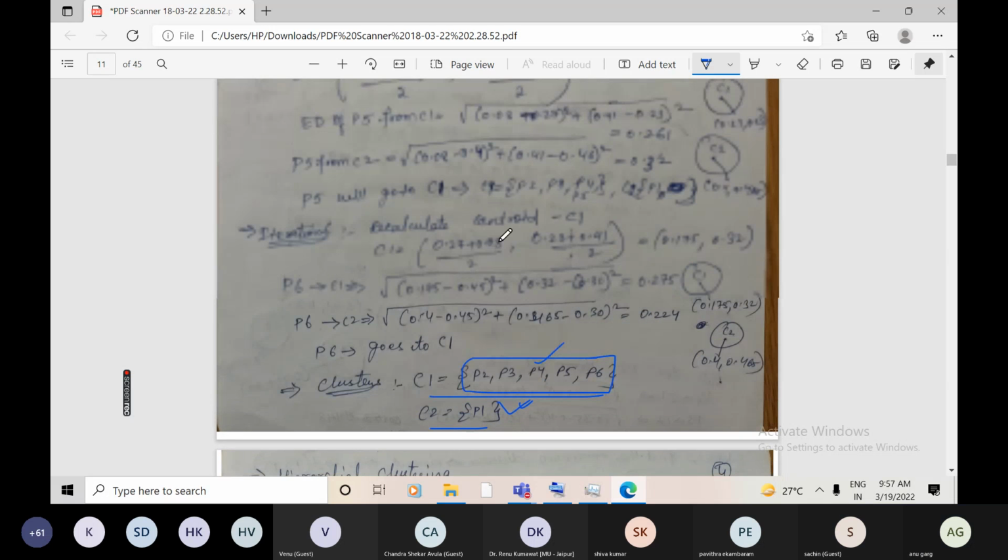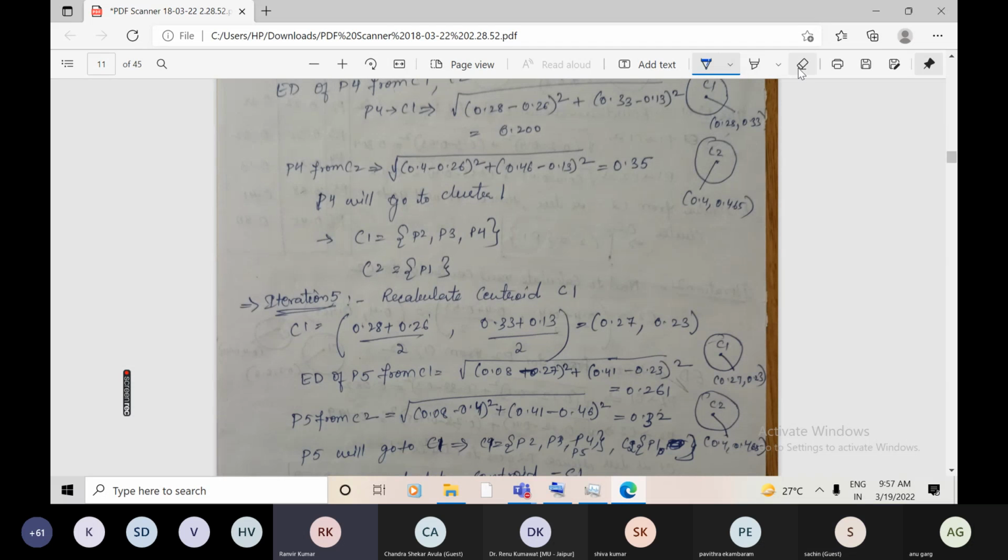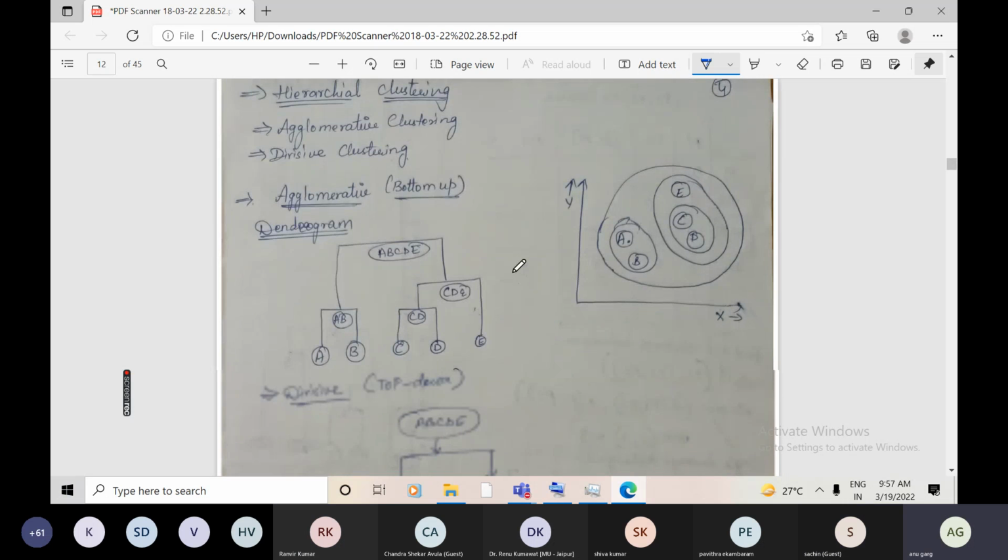Anu, sorry, one question. When we are calculating the mean after adding one extra point each time, do we sum and then divide by 2 each time, or does it increase with the number of points in each cluster? No. Every time divide by 2 only. It's an average, right? You're calculating the mean, so you are taking the 2 values only, every time. Okay, got it. Thank you. Okay, next is hierarchical clustering.